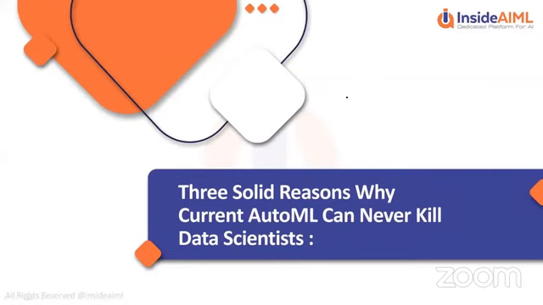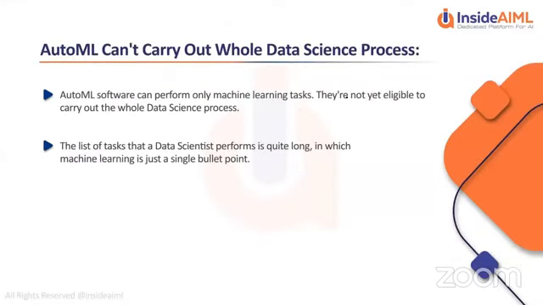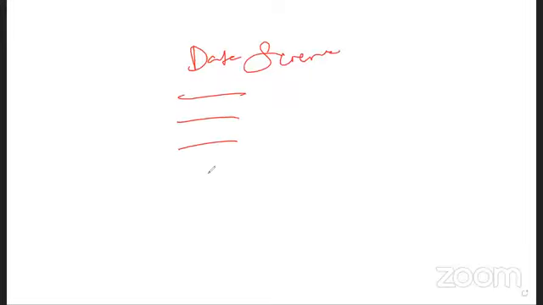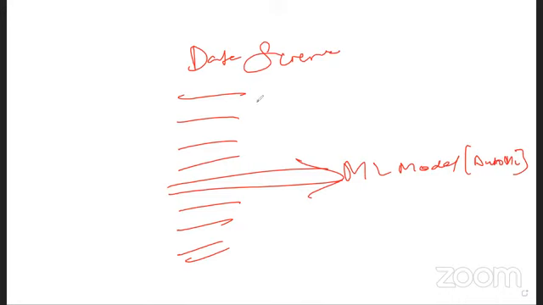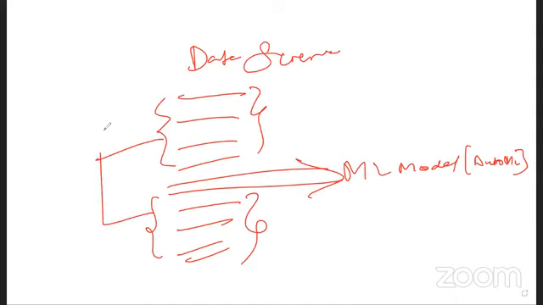Let's see reason number one. Reason number one is that, as I already told you, data science is a series of processes. And in this series of processes, we have one process that is machine learning modeling. And then we have another series of processes. This particular process will be done by AutoML, suppose. But what about these other processes? These processes are still there. Who will do these processes? These processes will still be done by the data scientist.